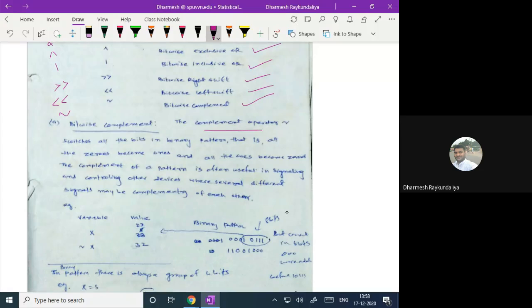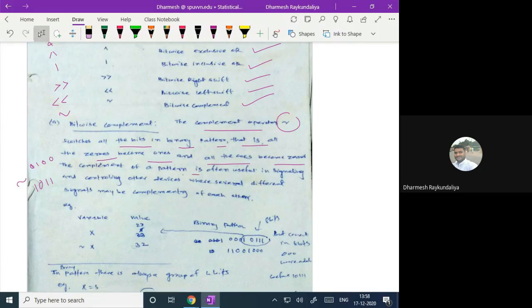The complement operator switches all the bits in a binary pattern. That is, all the zeros become ones and all the ones become zeros. So whenever you have some binary pattern, let us say 0, 1, 0, 0, and you write the complement of this, what is the result? Wherever there is 0, it is 1: 1, 0, 1, 1. So complement means wherever you observe a 0 in the binary pattern, it will be replaced by 1, and vice versa.